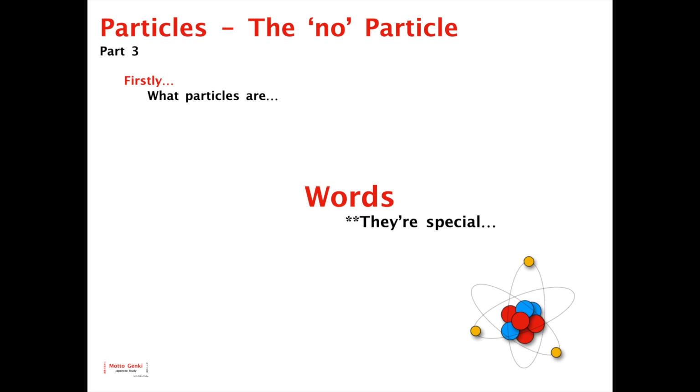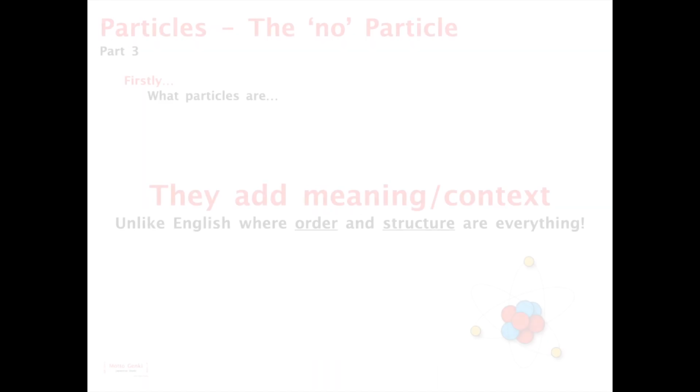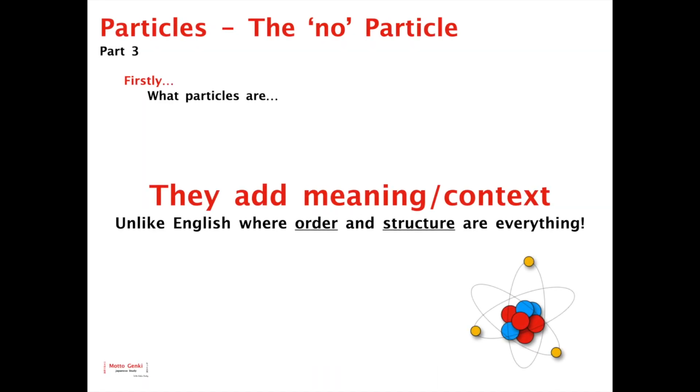They're a little different. They have a different usage to the way regular words are used. They add meaning and context to a sentence. In English, the structure of the sentence and the order in which the words appear add meaning, which we're going to look at in a second. But the way Japanese structures its sentences is using these particles to add meaning and context to the words you use.